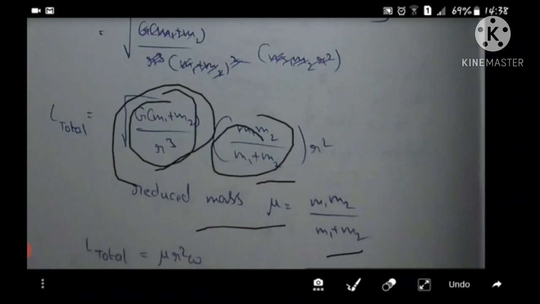Here square root of G into M1 plus M2 by R cube is omega, as I said before on the last page. Now we substitute this value as omega, then we get L total is equal to mu R square omega.